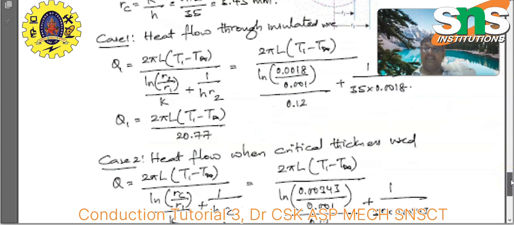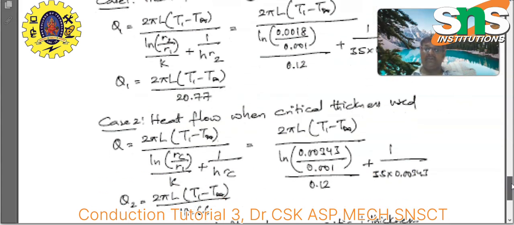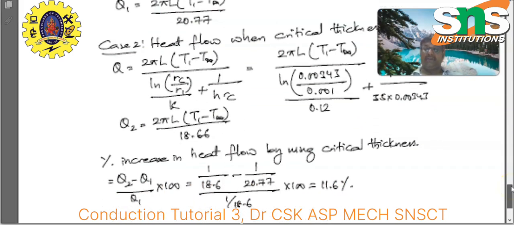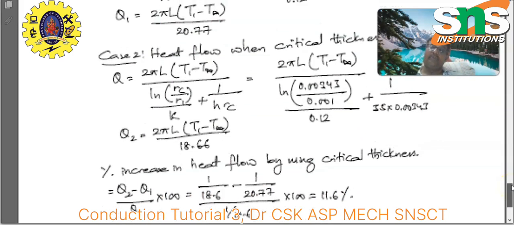Okay. In case 2, heat flow when critical thickness is used. Here also we substitute RC and R1, critical thickness we have found. We get another equation, which is Q2 equals 2 pi L (T1 minus T infinity) divided by 18.66. So when we take Q2 minus Q1, the numerator value cancels. Only denominator values remain.